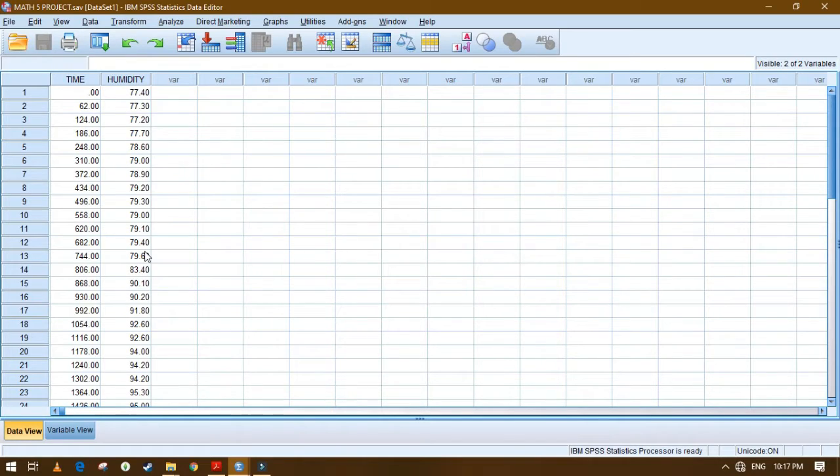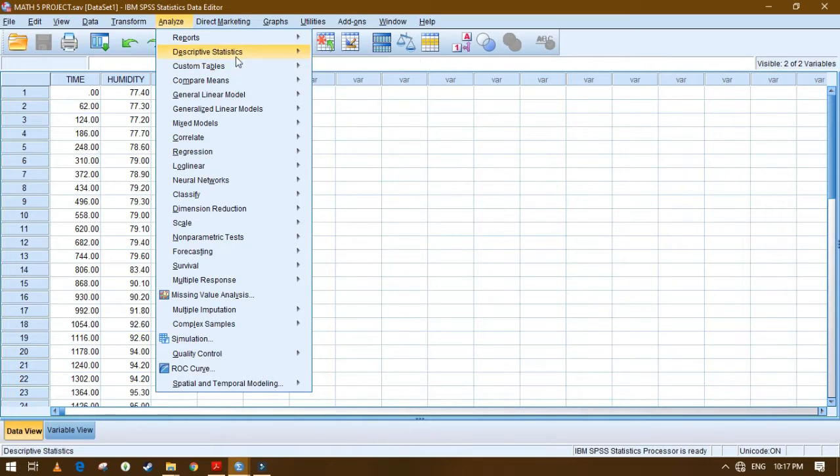Okay, for the first question, the question asks to state the mean, standard deviation, minimum and maximum value for the independent and dependent variable. To find this data, firstly, we need to click Analyze.